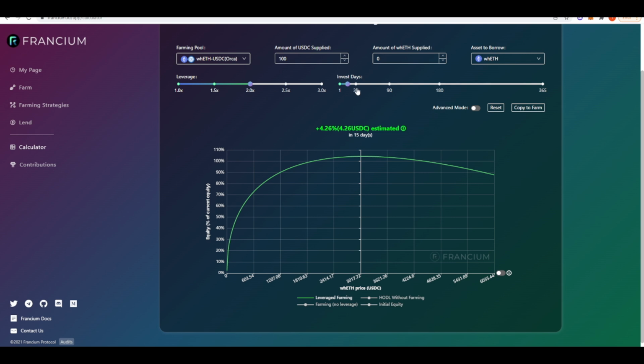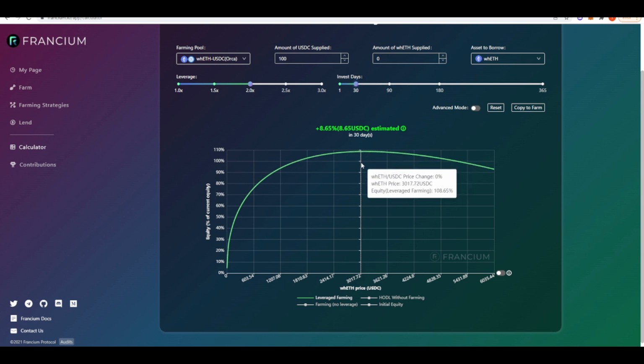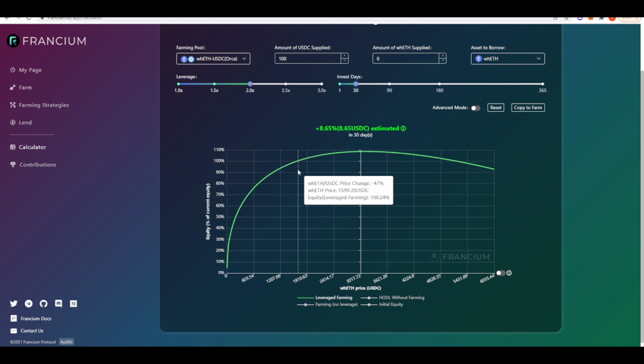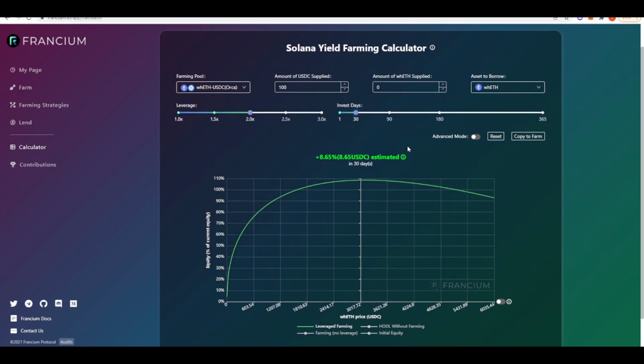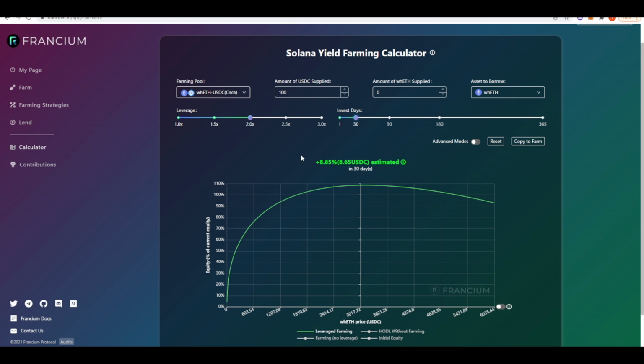It's not perfect. If we go to a 30-day time frame, assuming the price of ETH doesn't move, you've made 8% on your position, and you only start losing money if the price of ETH goes down about 47%, or if it goes up more than about 70%. So it's very similar to how we had the pseudo delta neutral hedging strategy set up before.